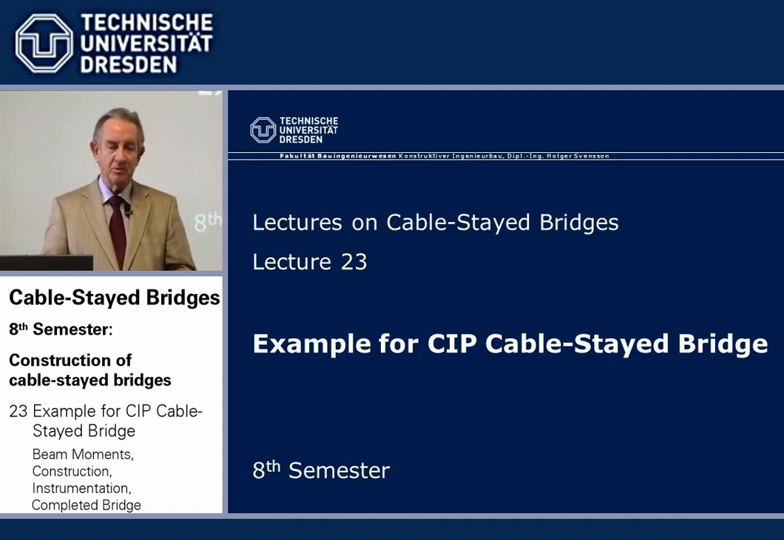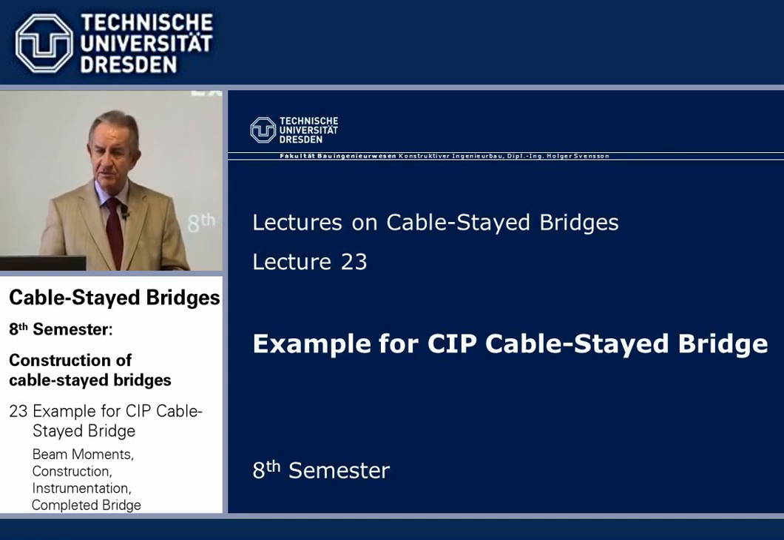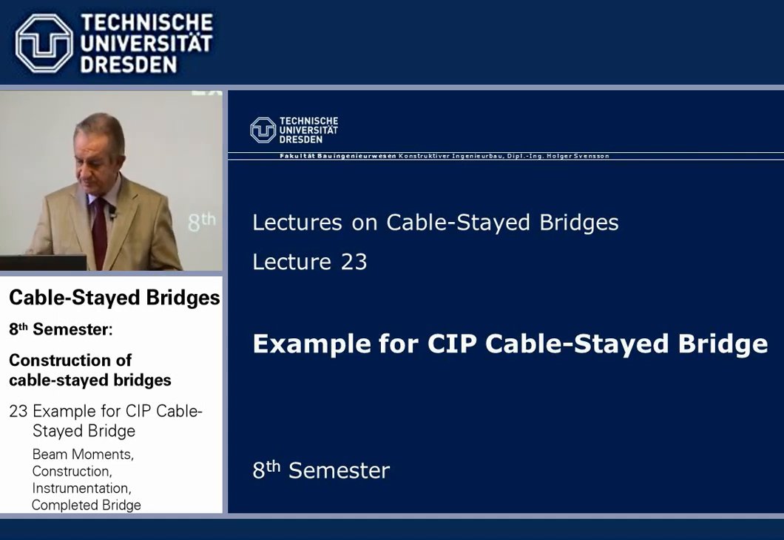Now, we are in the part of the lectures where we show examples for the different types of cable-stayed bridges. We started last time with precast concrete beams. I showed you the Pesco-Kennewick and the East Huntington Bridge. Today we go on first with an example for a cable-stayed concrete bridge with a cast-in-place beam, and then we show an example for a cable-stayed steel bridge.